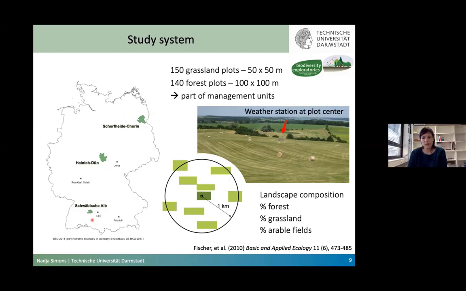And within each of these regions, 50 grassland and 50 forest plots are monitored. The plots are located within large management units, and the management is only determined by the landowners, so not influenced by the scientists. Each plot is equipped with a small weather station that records the environment conditions continuously. And we also have information about the landscape surrounding of the plots.